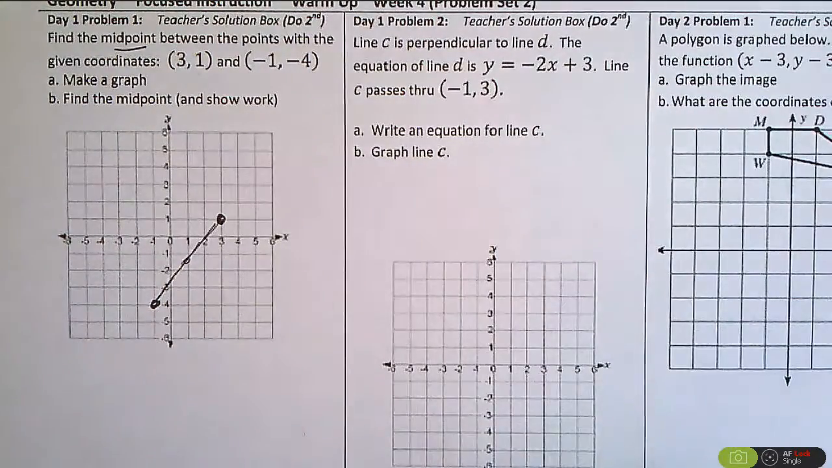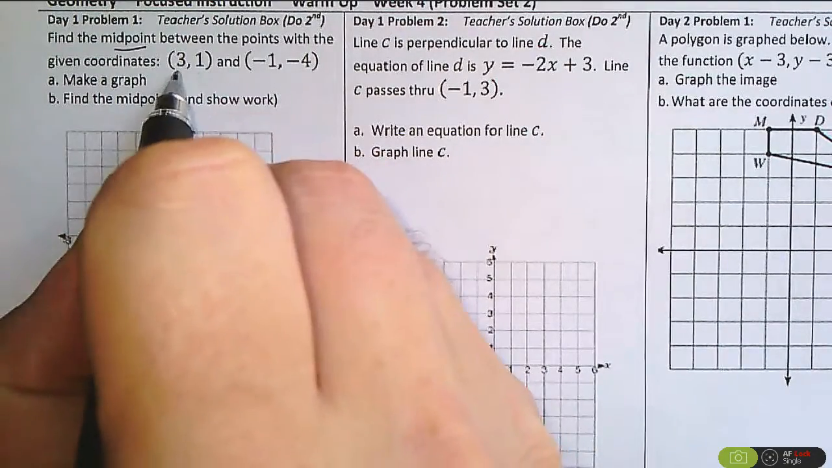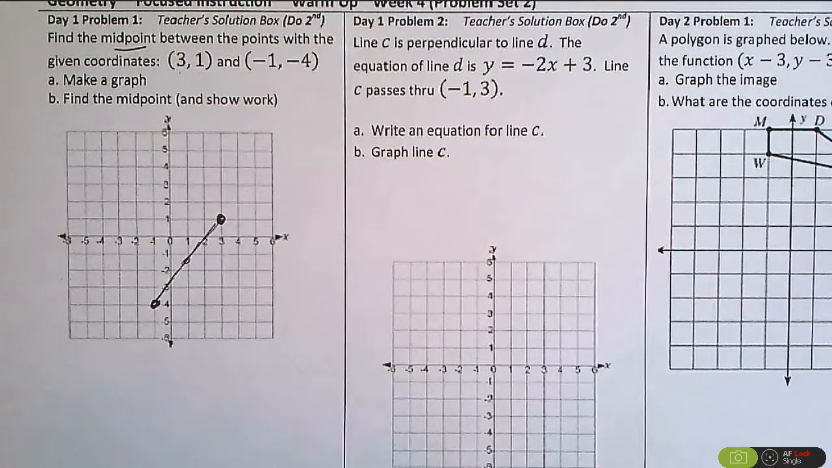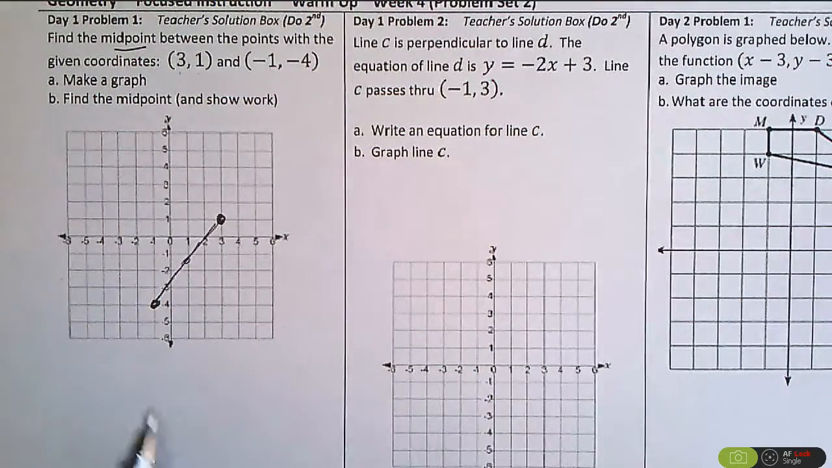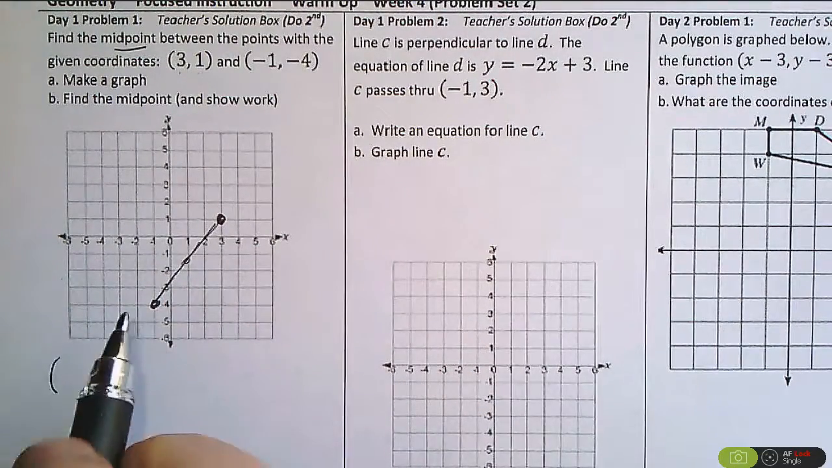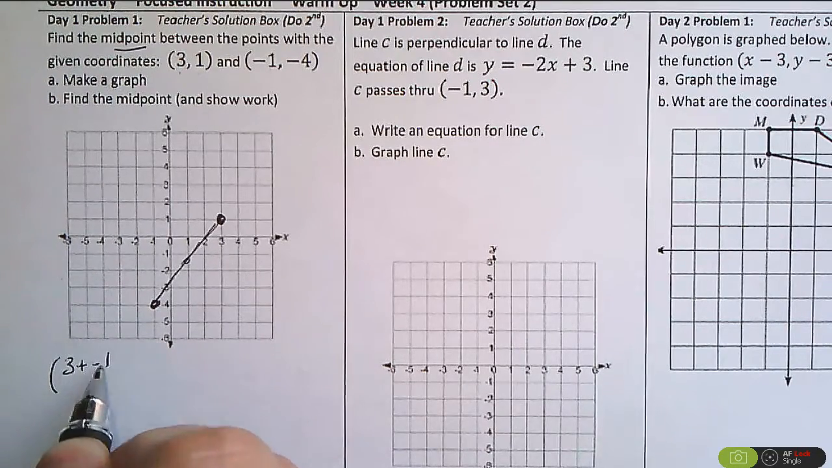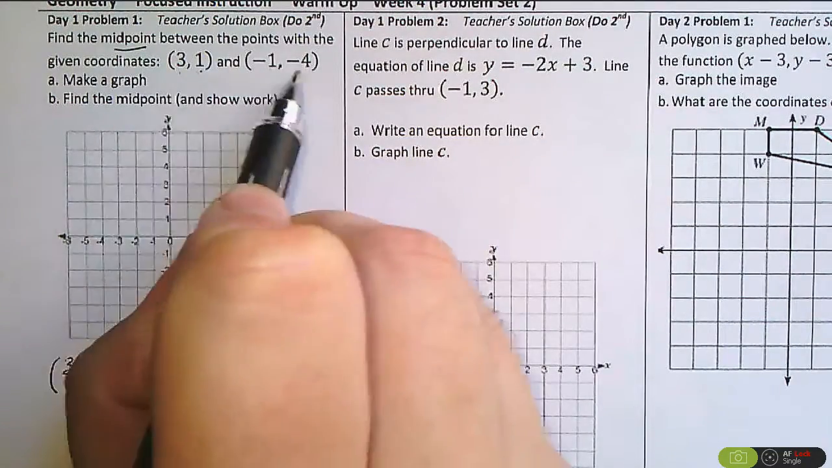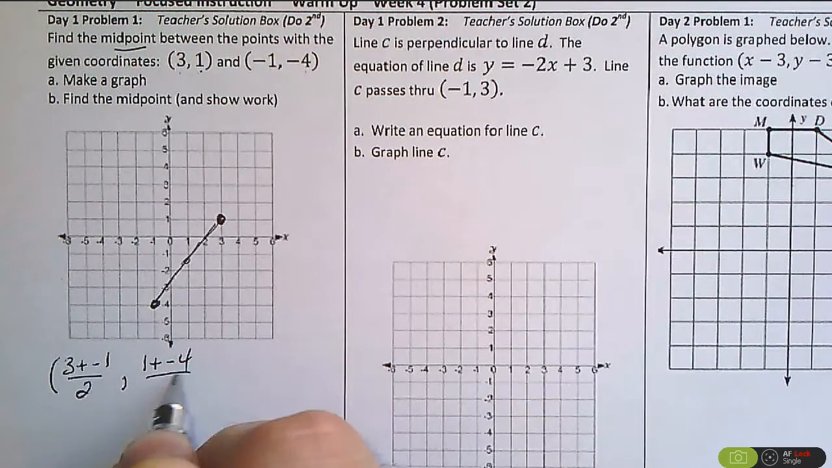Now, to find the midpoint by showing work, we can average the x-coordinates and average the y-coordinates. Averaging those numbers, we'll find the numbers that are midway between these coordinates. So let's start with averaging the x values. 3 plus -1 divided by 2, comma, and now we'll average the y values, 1 and -4. So 1 plus -4 divided by 2.